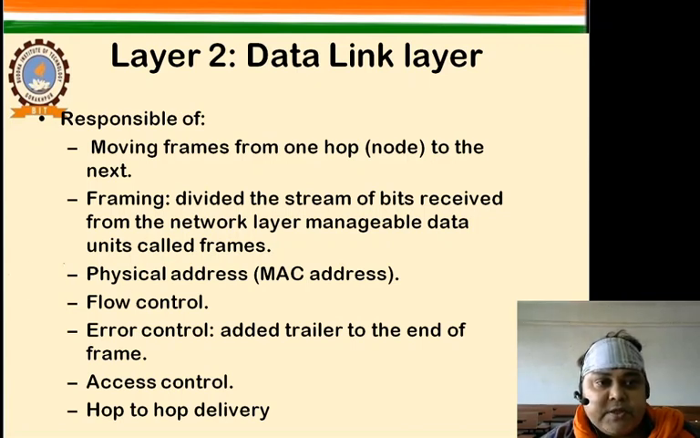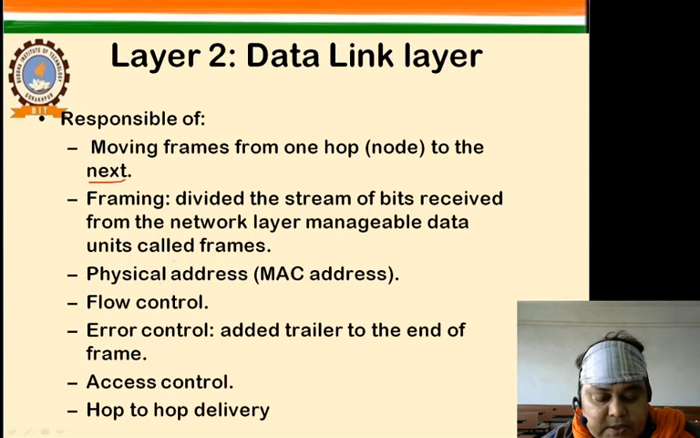In the previous lecture we have seen the responsibilities of the data link layer. It is responsible for moving the frames from one hop to the next adjacent node. The second thing is framing. It takes the bit stream received from the network layer and converts it into manageable data units called frames. This is called framing.